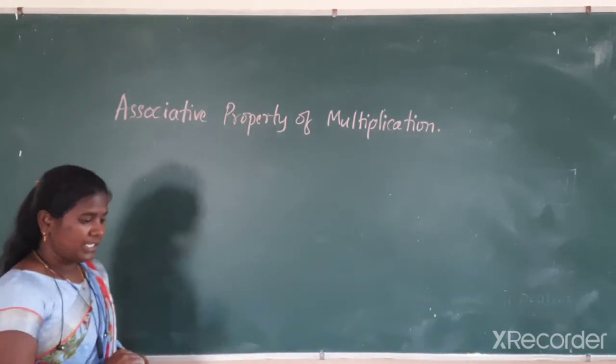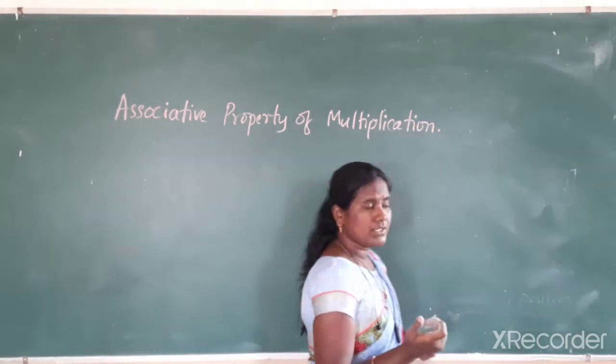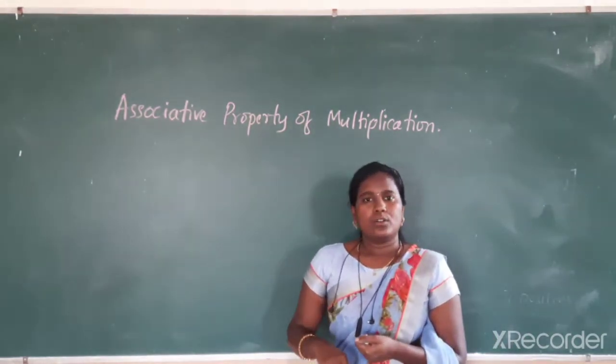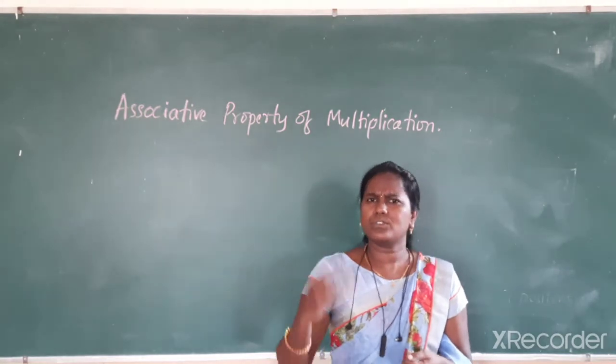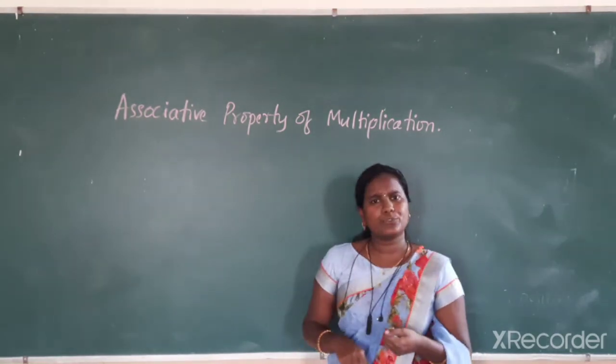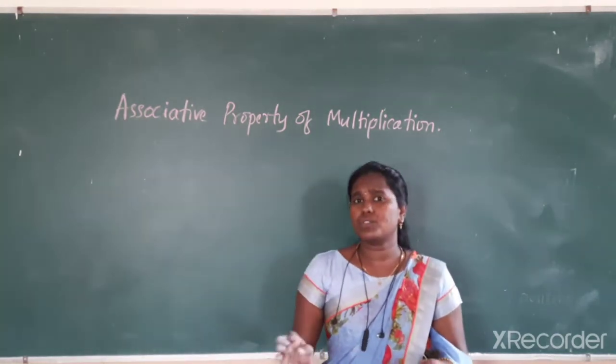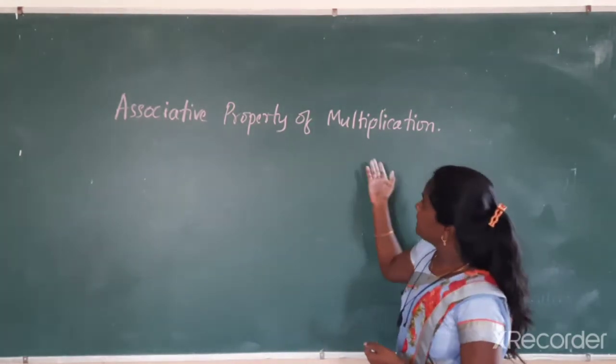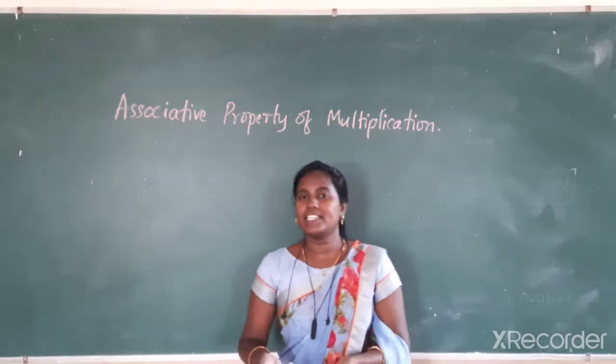What is the associative property of multiplication? Is multiplication associative for whole numbers? Yes, it was. Multiplication was associative for whole numbers. Addition was associative for integers, we have seen. Now let us check whether multiplication is associative for integers or not.